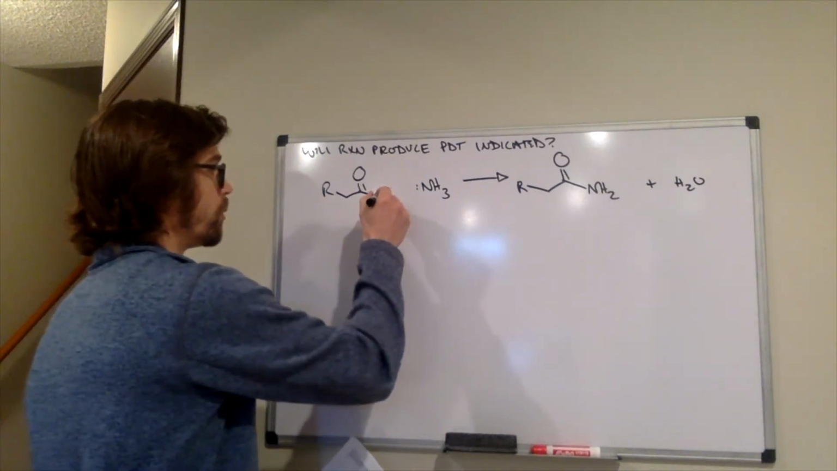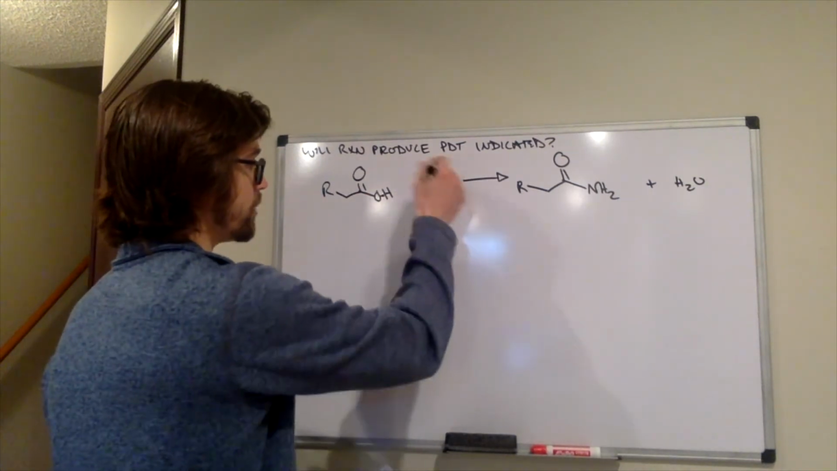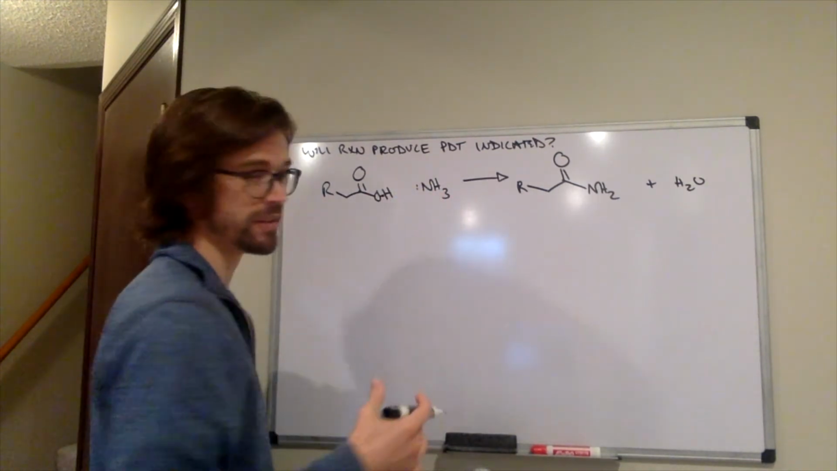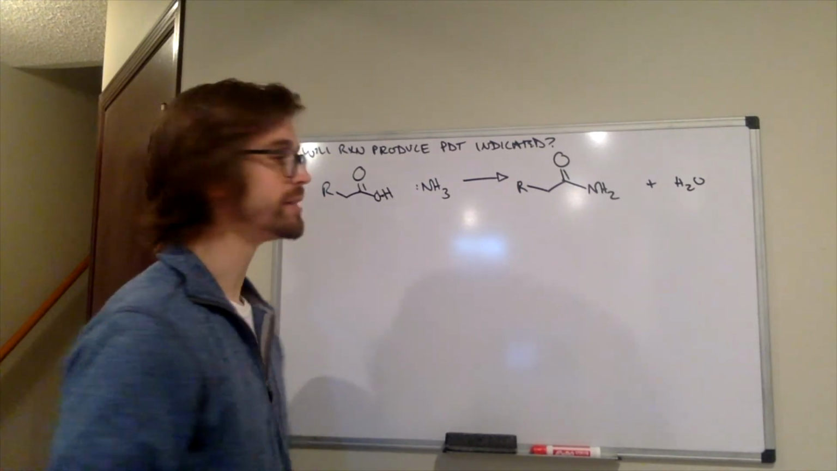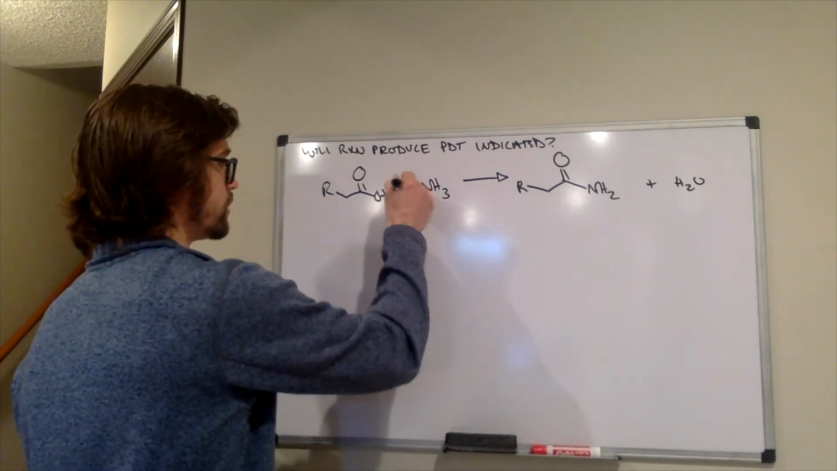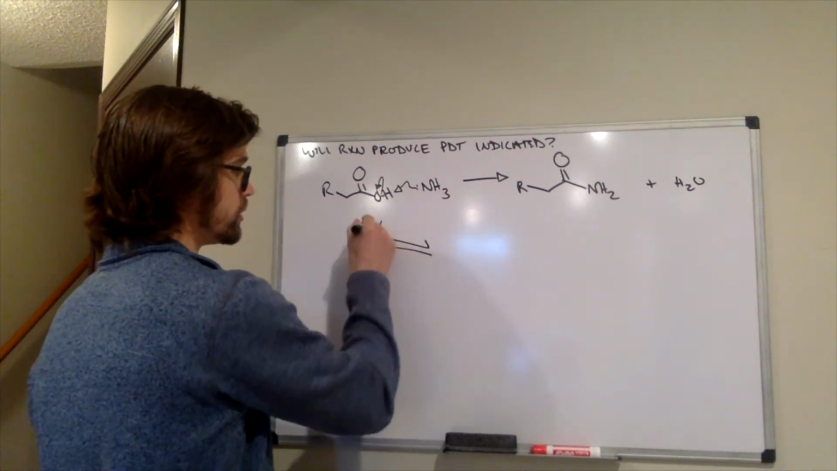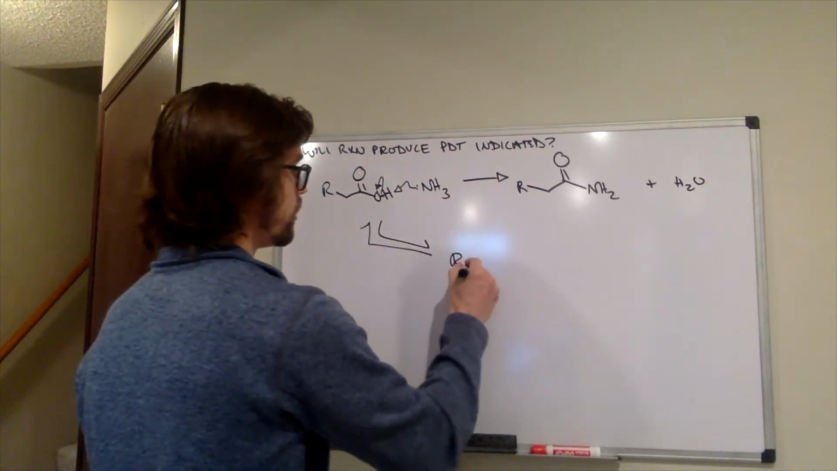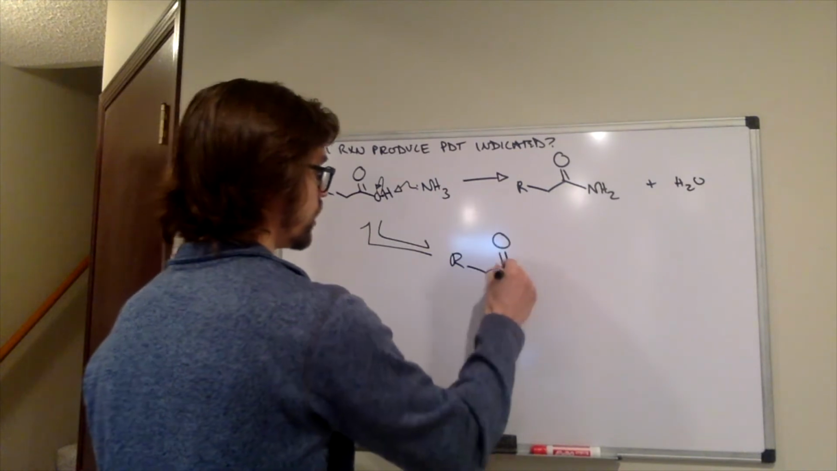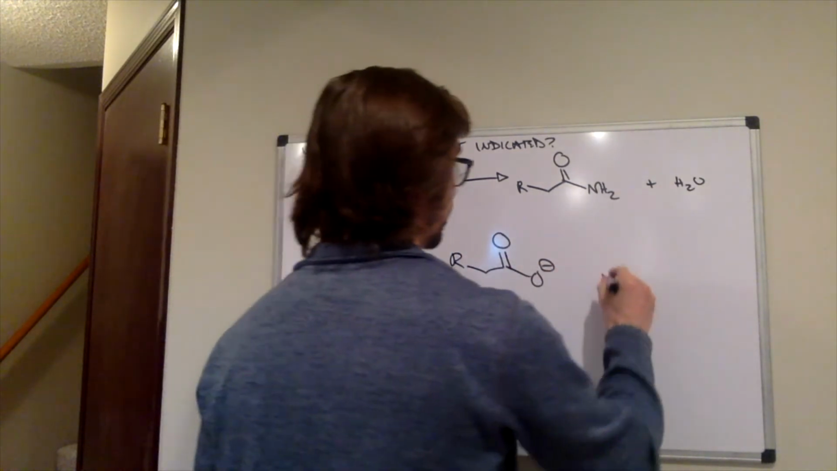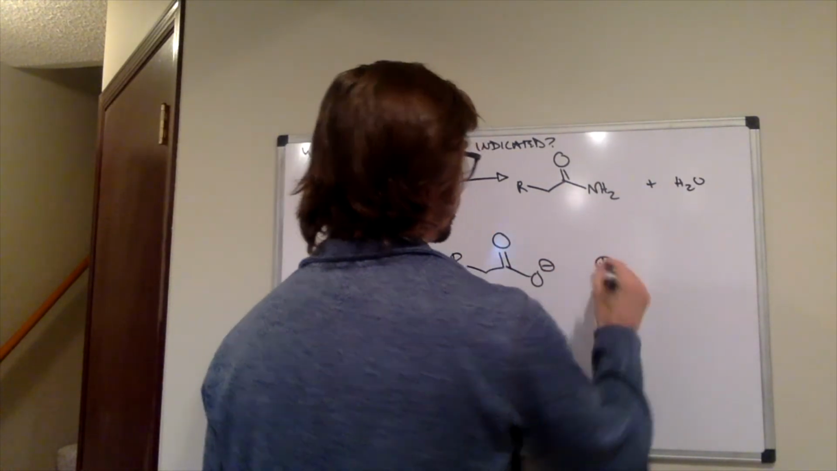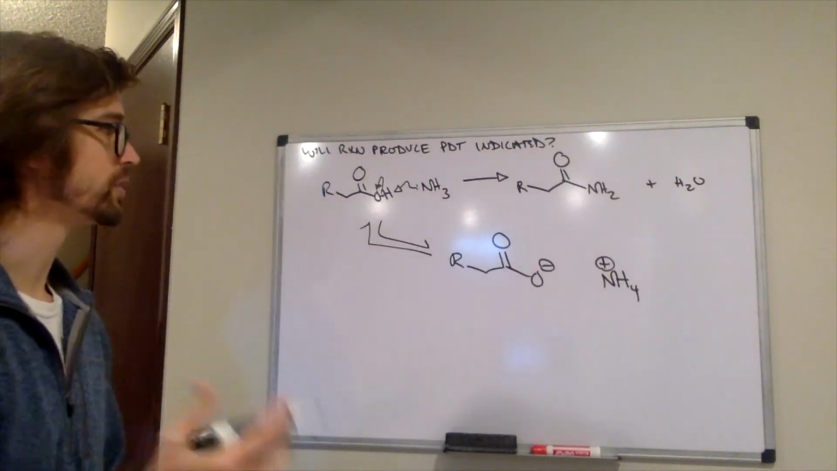So why is that going to happen? Well, we have an amine. Amines are weak to moderate bases. Carboxylic acids are moderately strong acids. So if we just look at this equilibrium, forming our carboxylate and our NH4 plus, is this a favorable reaction?